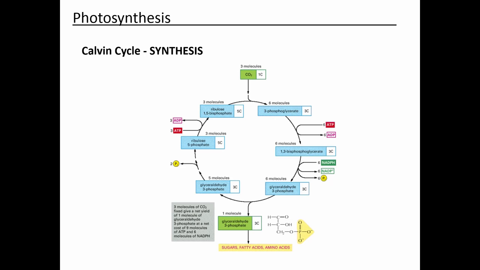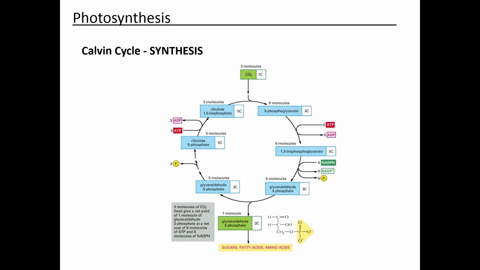Does it always start with 3 molecules? No, it's not. That's just something that we do in 3s because you need at least 3 to make 1 that you can use to make an organic molecule. So this is just constantly happening. It's not like the plant is counting 1, 2, 3, okay, we can go. Carbon dioxide is just constantly entering the cycle. What that means is that in order to get one of these molecules that you can use to make other organic molecules, that's the minimum.